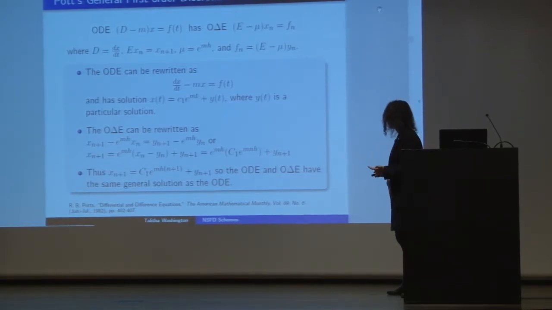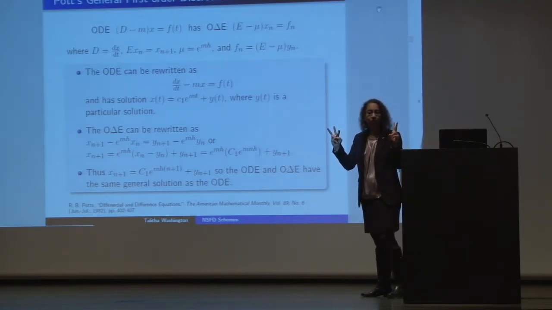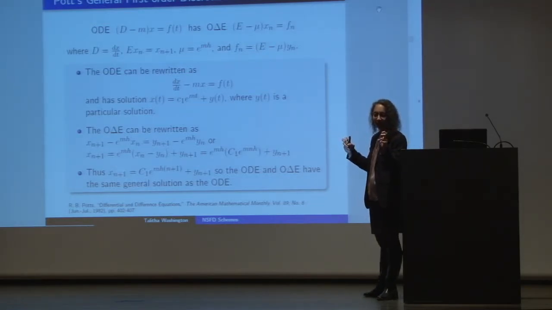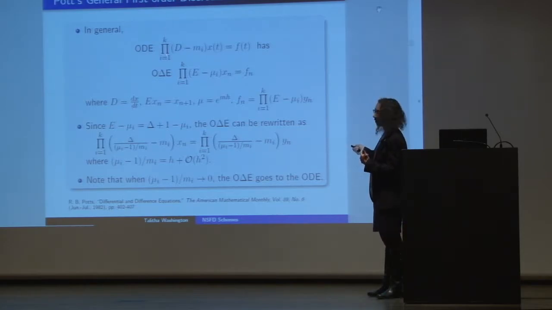So the ordinary difference equation and the ordinary differential equation have the same general solution. So we call this an exact difference scheme. They match up, so again, it will march along the solution curve. He extended this to, let's say, a kth order differential equation.